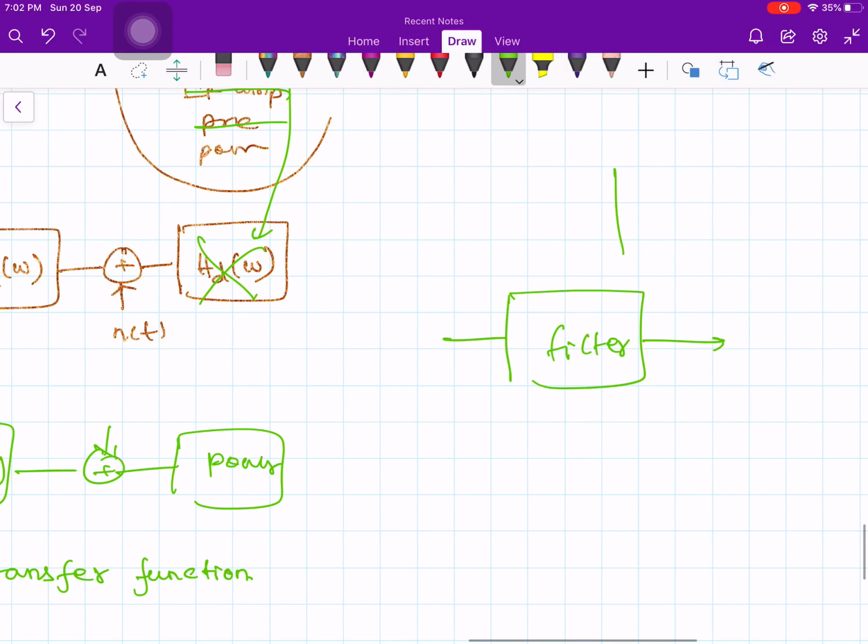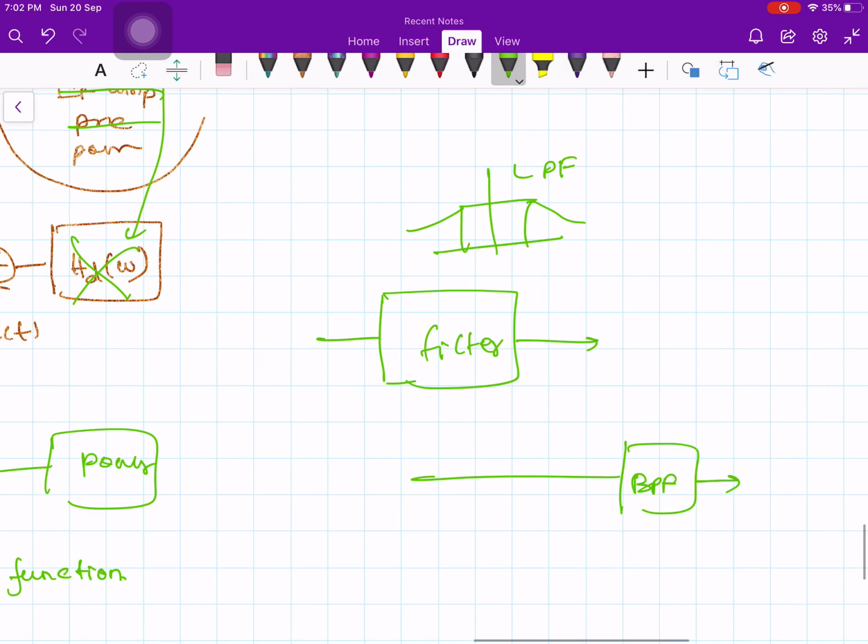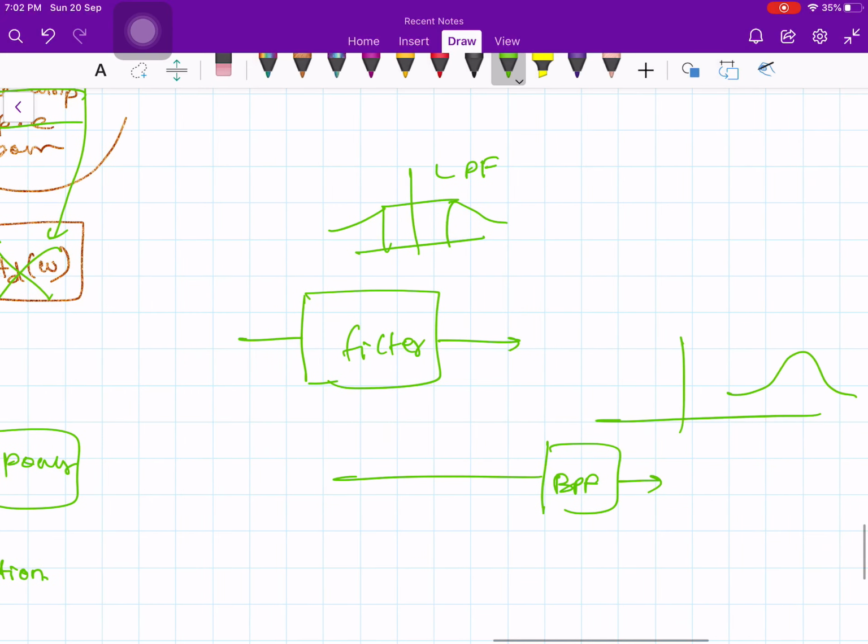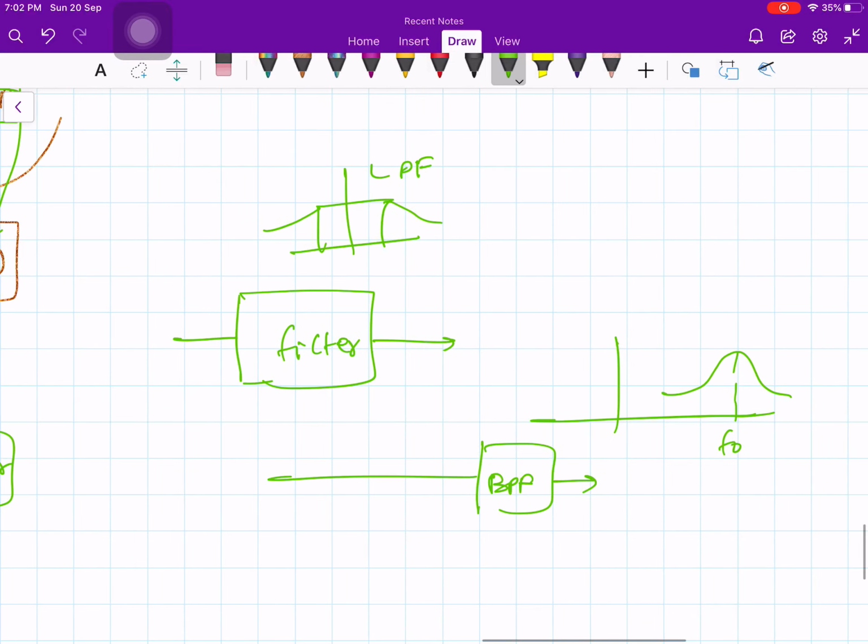Then for certain frequencies, let us say if you take a low pass filter, certain frequency components will be amplified and certain frequency components will be attenuated, right? That's what your low pass filter is doing. Similarly, if you pass it through a band pass filter, the band pass filter response will be like this, centered at frequency f naught. So certain frequency components in this region are passed and the remaining frequencies are rejected. Here these frequencies are rejected, shown in the yellow color. So this is the job of your filter.